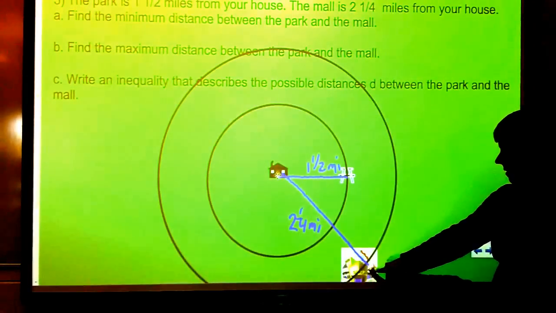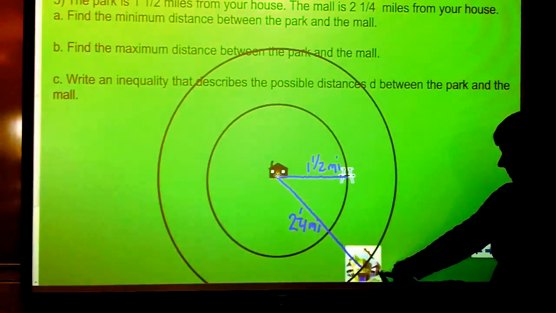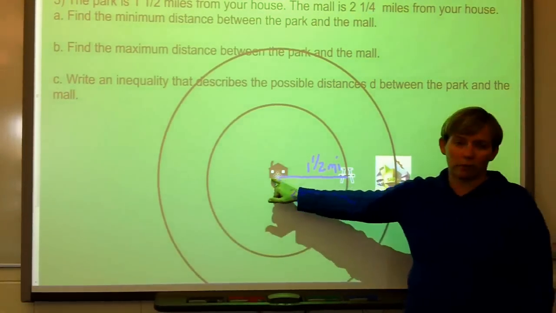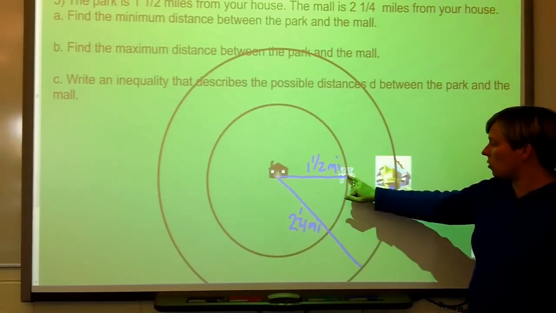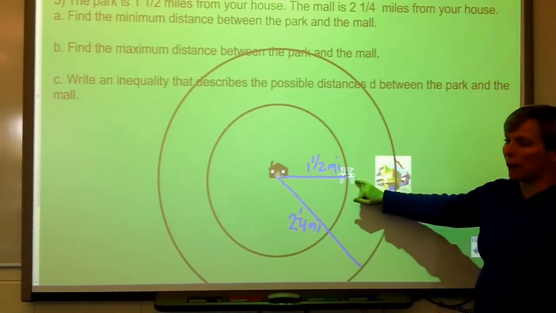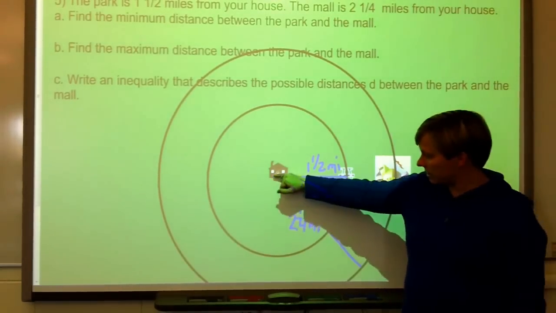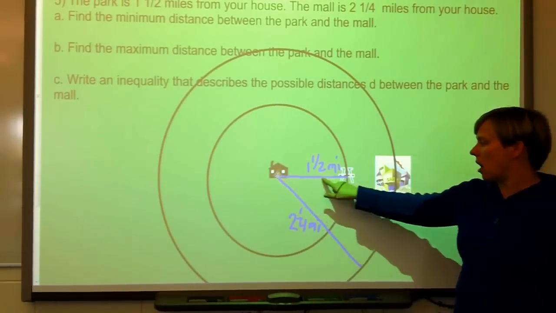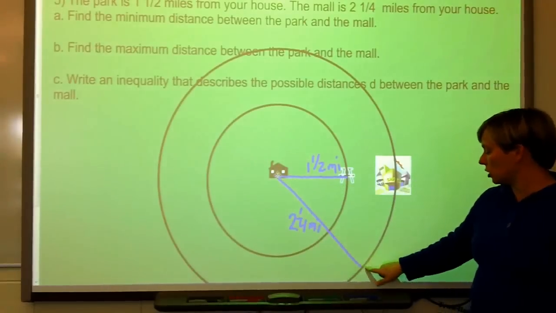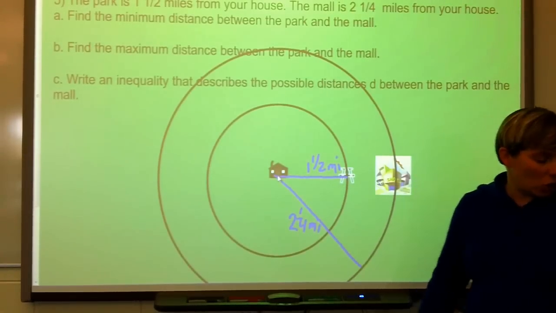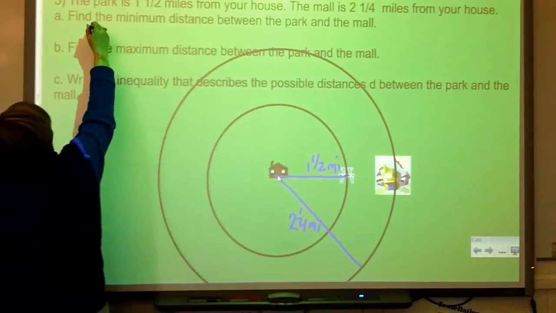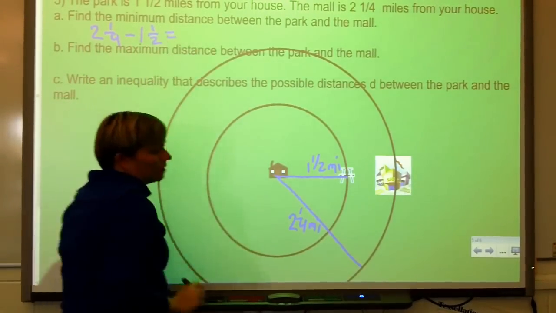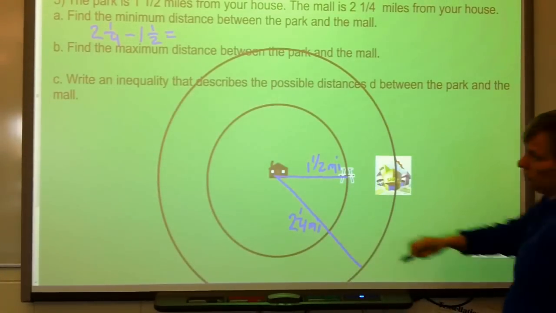So if I take my mall and I move it around the circle, the minimum distance would be if I had a straight line going from my house to the park and then the park to the mall. So this distance here is going to be my minimum distance. I'm going to take my distance from my house to the mall and my distance from my house to the park, so the radius of this circle and the radius of the large circle, and I'm going to subtract them. So my minimum distance would be 2.25 minus 1.5, or in this case, 3/4 of a mile.